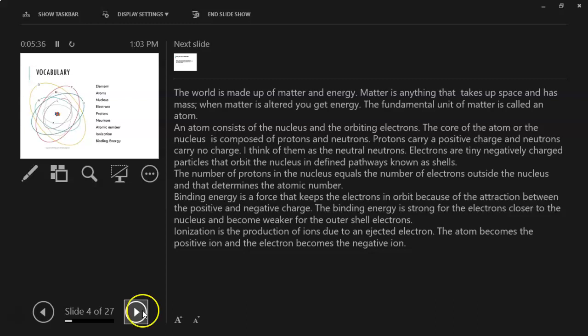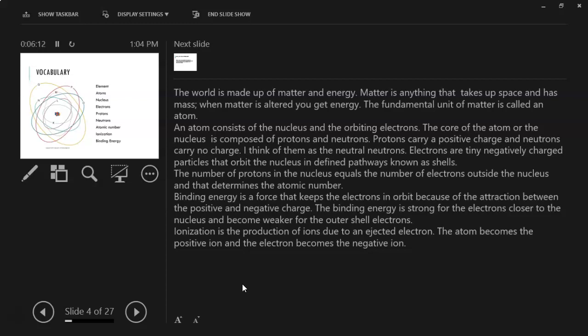So an atom consists of the nucleus and its orbiting electrons. They follow these very specific paths called orbits or shells. The core of the atom, or the nucleus, is composed of protons and neutrons. And they're inside the nucleus, which is hardly any space in relation to the atom. The atom is like a football field and the nucleus is a football. And then all the electrons are swirling about.